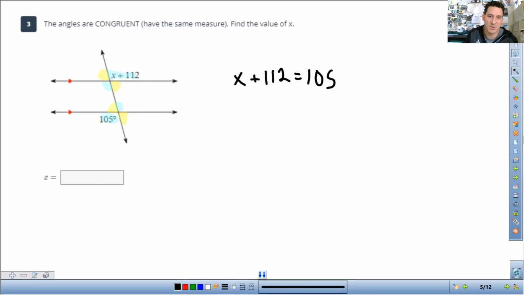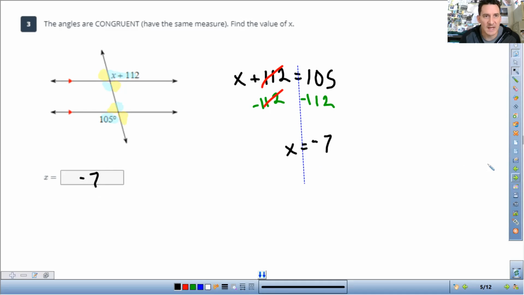All I need to do is subtract 112 from both sides. So I'll put in a line of separation here. Plus 112 minus 112 cancels out. You get x is equal to 105 minus 112, which is negative 7.